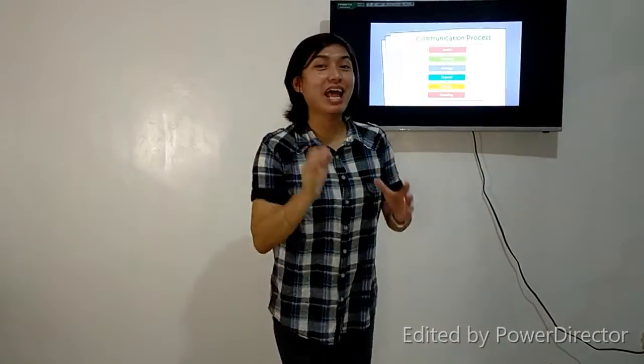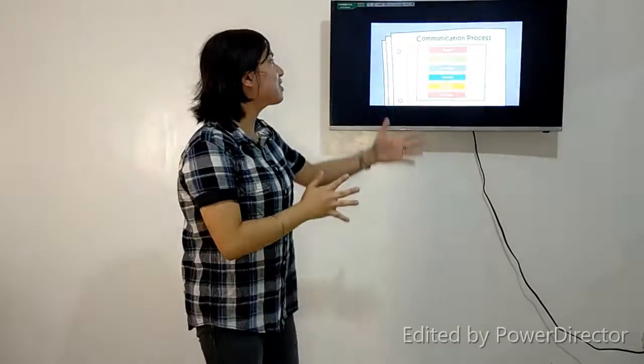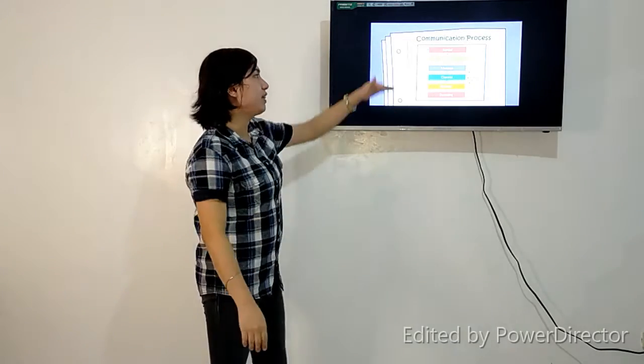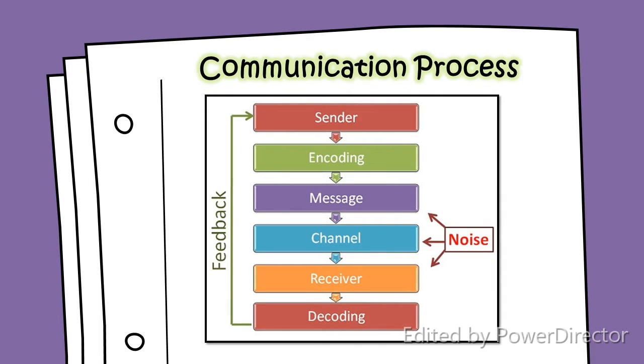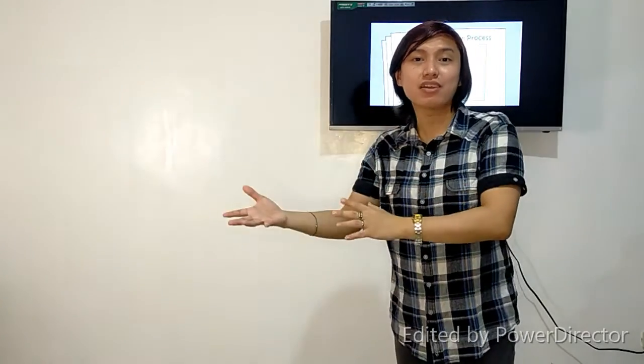To recap, the 9 elements of communication are the sender, the message, the encoding, the channel, the decoding, the receiver, the feedback, the context, and the barriers. In the last slide, you will see the communication process, which starts with the sender. The sender is someone who has his thought, an idea, a message, or a concept inside his mind that he wants to convey to the receiver. Now, that thought will be encoded to the way he or she wants to deliver it to the receiver.